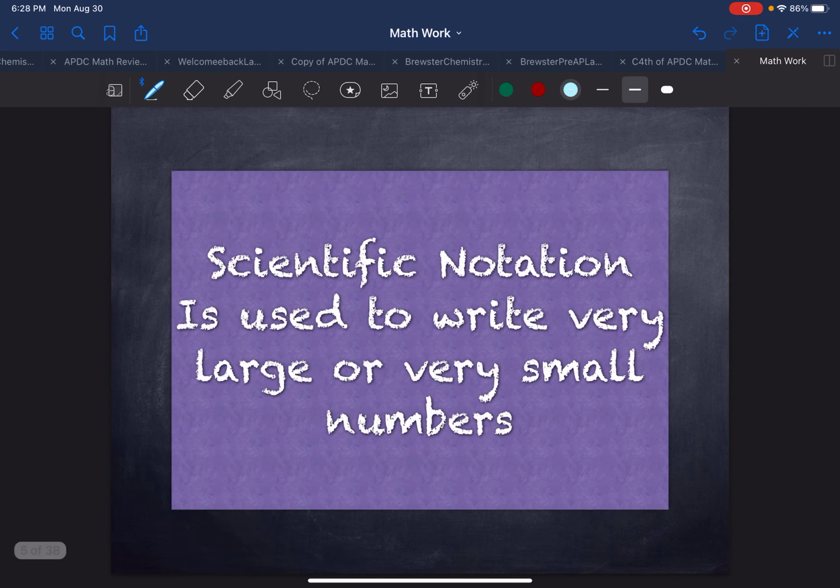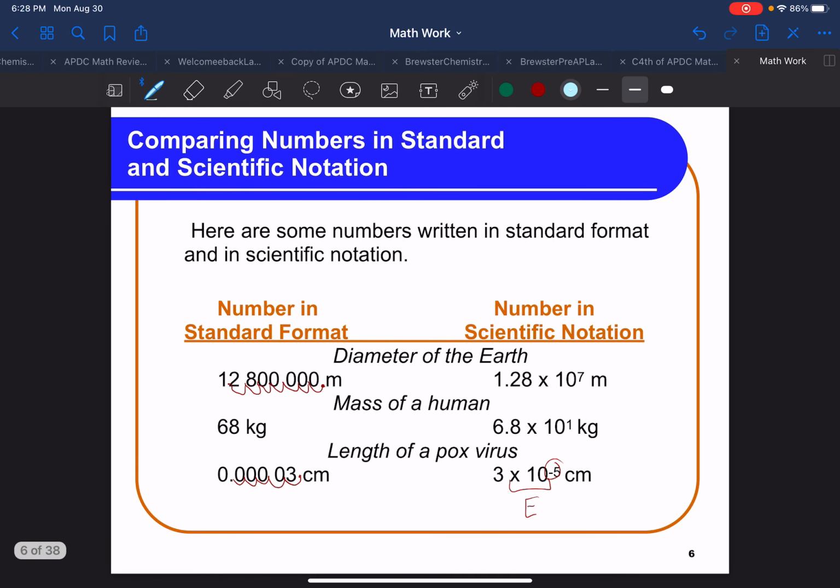So then there is this topic of scientific notation, and it's used to write very large or very small numbers. It basically means that I'm moving my decimal. Okay? So my decimal's back here, and I need to move it to the front. 1, 2, 3, 4, 5, 6, 7. So my number becomes 1.28 times 10 to the 7th meters.